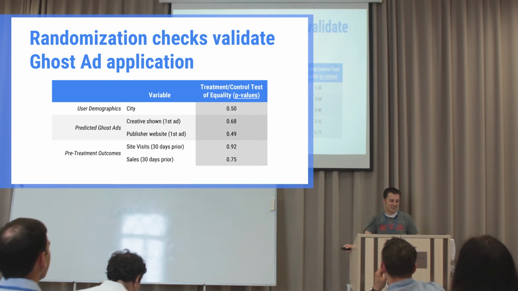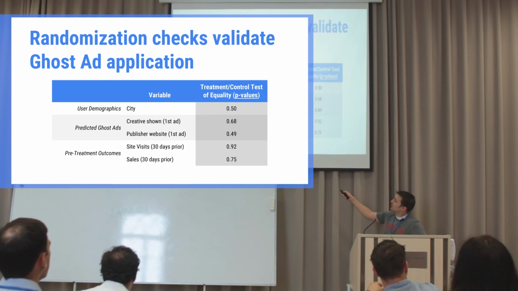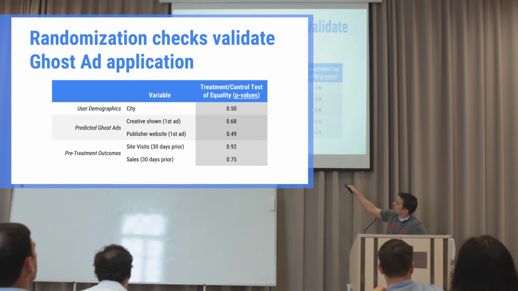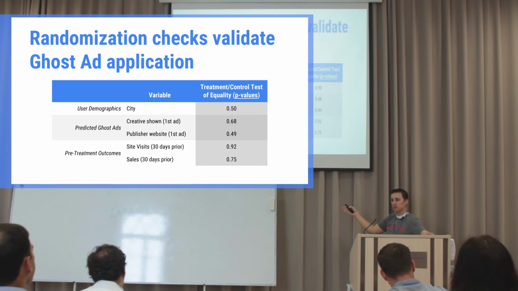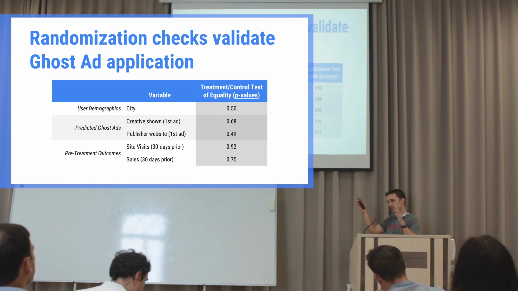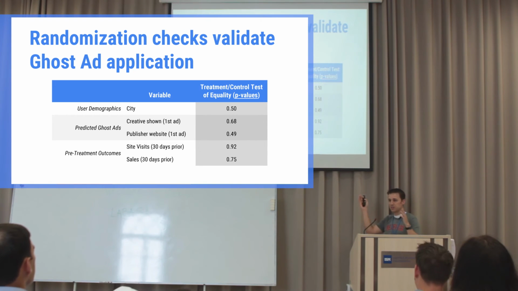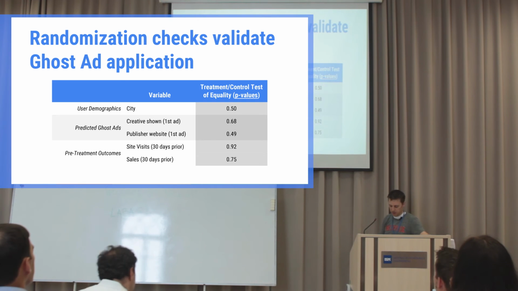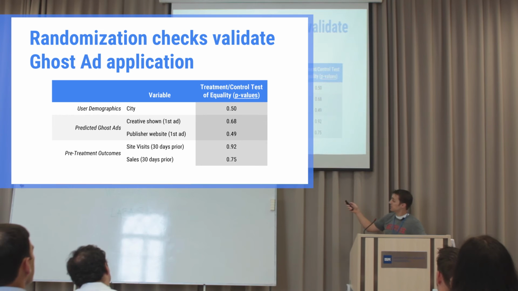Yay! The ghost ads actually, in fact, delivered symmetrically. The first ghost ad that was delivered to each user was symmetric between the treatment and control group. So the first ad that they see versus the first ad that the control group sees, those were in fact symmetric. And we have hundreds of thousands of users here, so these are reasonably precise in terms of the actual values.